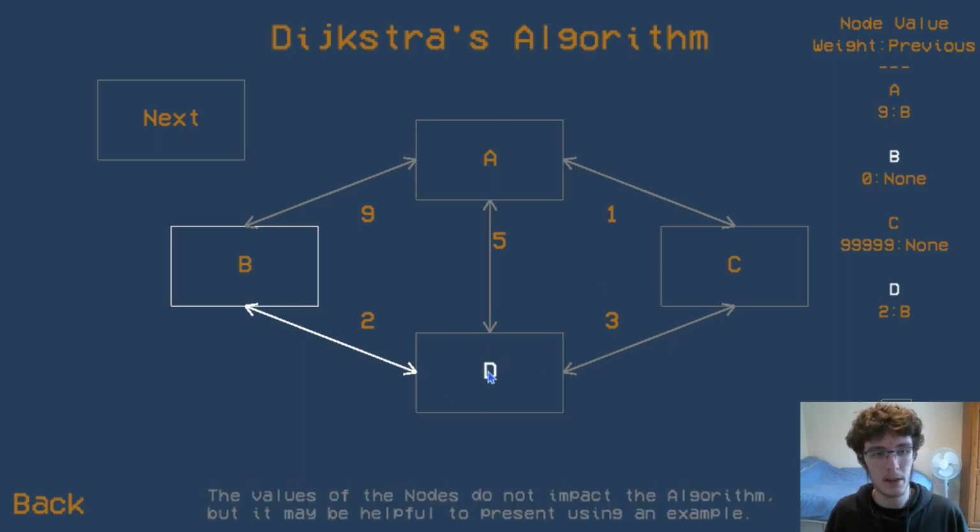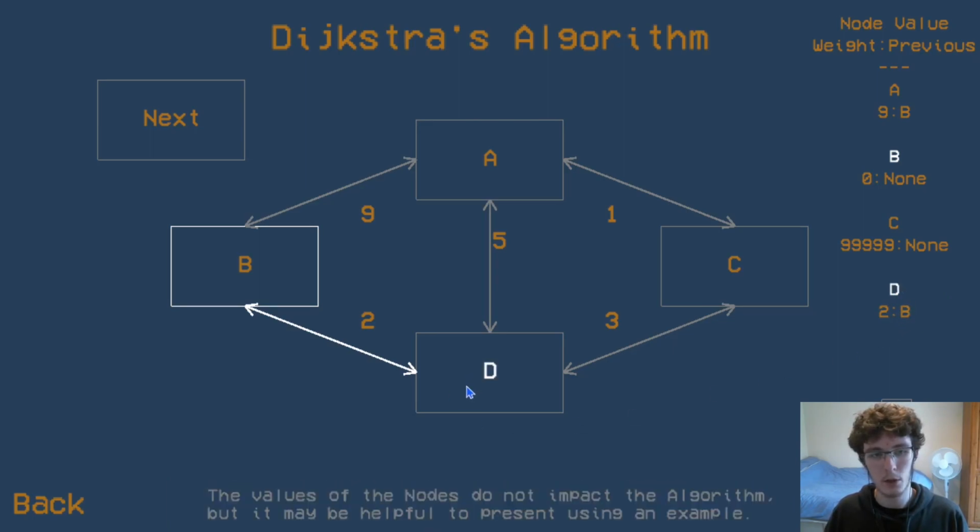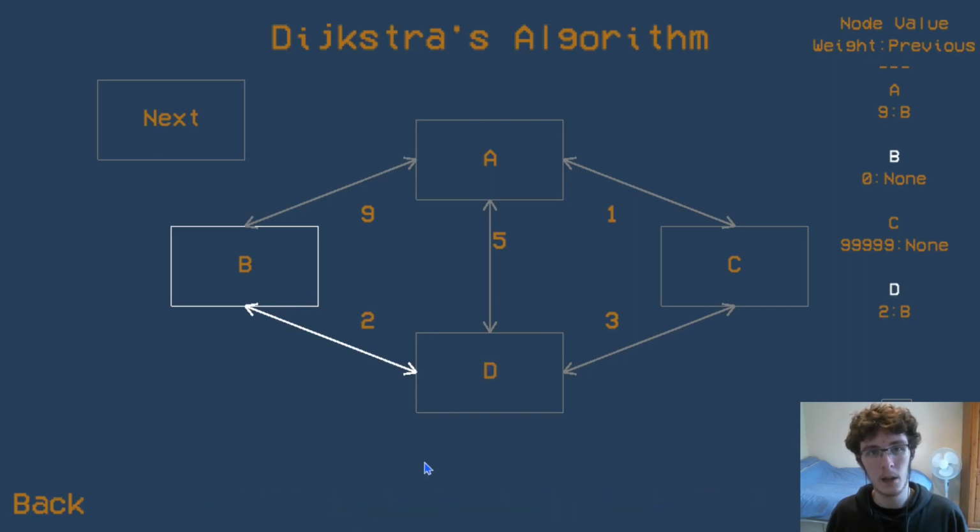So the shortest path to D, for example. If we look at the information on the right, we can say we've reached D and we've just come from B. So if we want to get to D, we need to start from B and then traverse the edge from B to D.